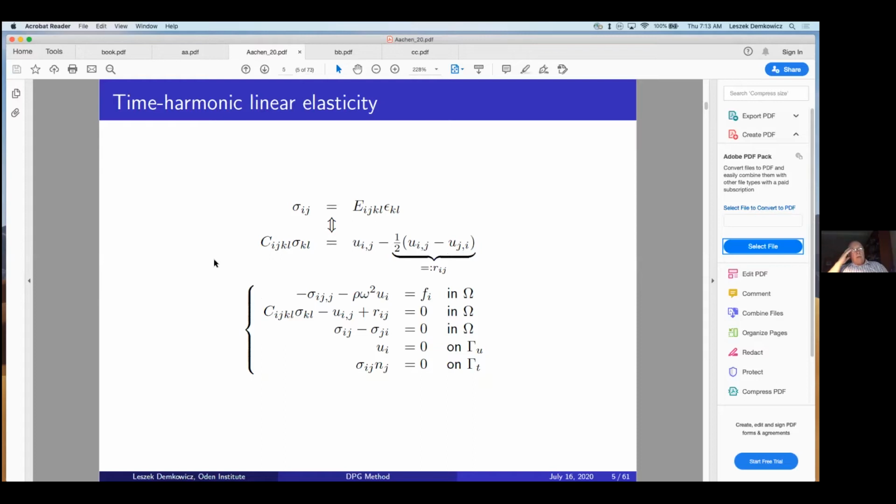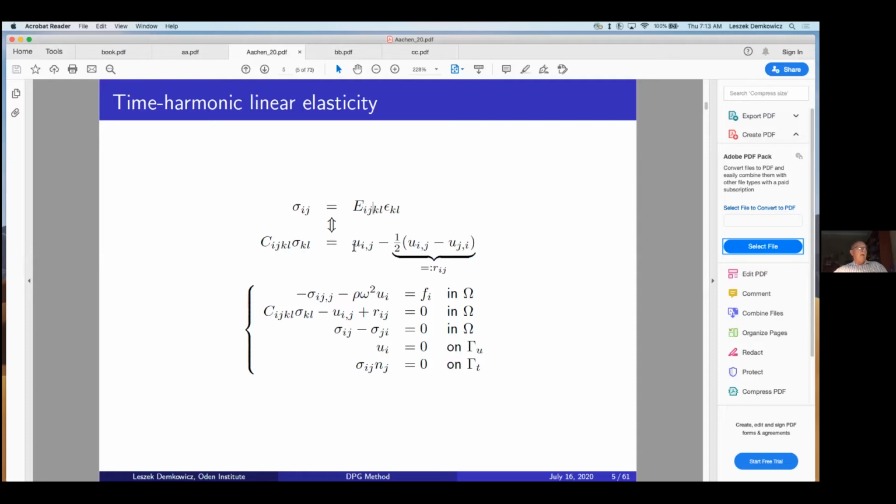And here is the time harmonic linear elasticity. Everything is complex valued. And we are starting with Hooke's law, stress as a function of linearized strain, and the elasticity tensor. Now, this is the standard form. You can invert for the strain, and when you apply the inverse of the elasticity tensor to both sides, you have to remember that this tensor is defined only on symmetric tensors.